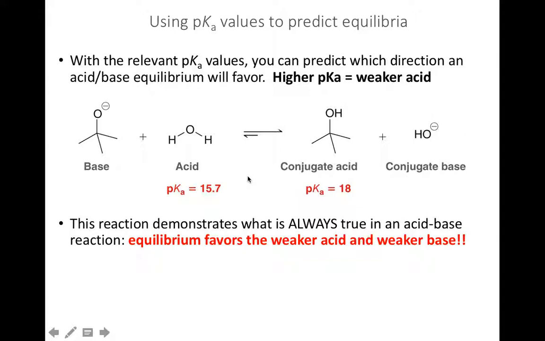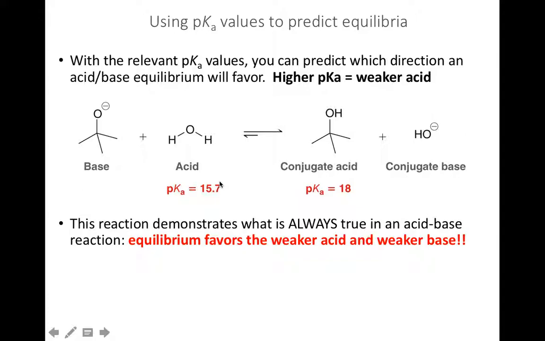And so in general, the way the book describes it is, the higher pKa is the weaker acid, and it says that equilibrium favors the weaker acid. The way I like to think about it is a competition between the two acids. So I've got the acid on the reactant side, I've got the conjugate acid on the product side, and whichever one is stronger wins.